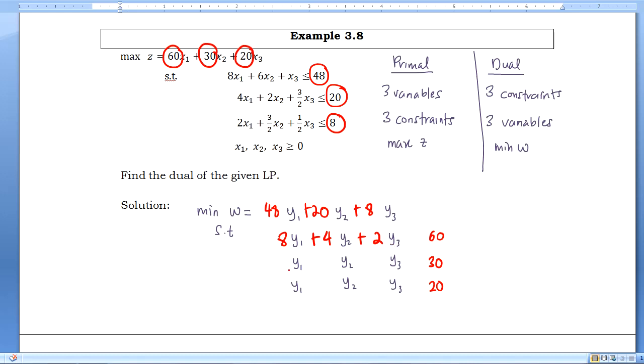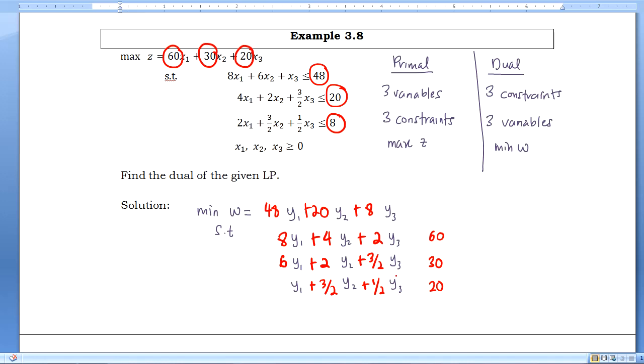And the coefficients in the second constraint come from the coefficients of the second variable in the primal, which is x2. Thus, we have 6y1 plus 2y2 plus 3/2y3. And for the last constraint, we take the coefficients of the last variable in the primal. Therefore, we have 1y1 plus 3/2y2 plus 1/2y3.